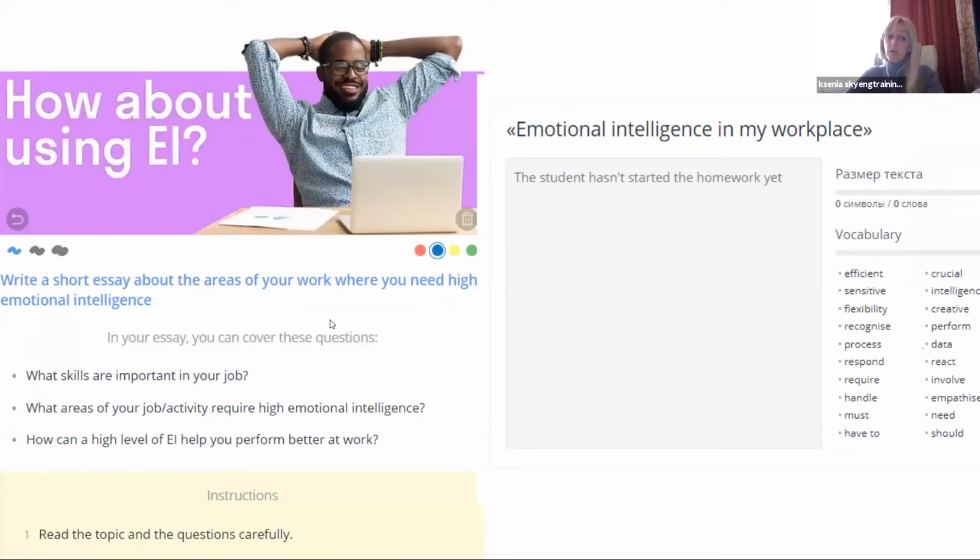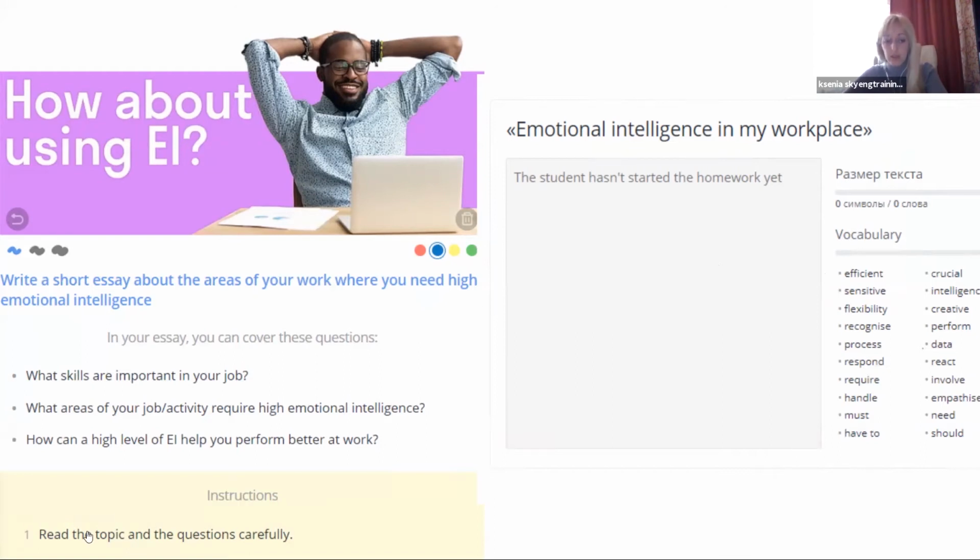Here is an example of a production stage from the lesson on emotional intelligence, where a student has to write their ideas on why this skill is important and what areas they can apply it in, and they also see the necessary vocabulary, that is language support, with some words to use in their writing.